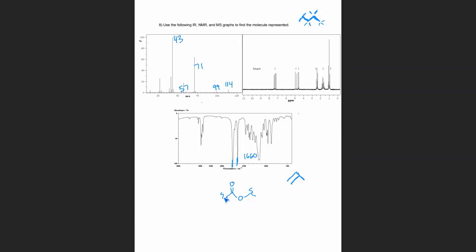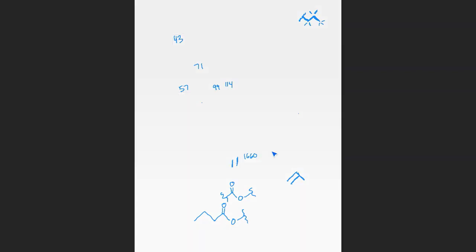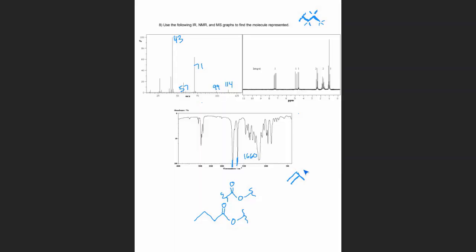So the molecule is actually like this, and we still don't know what's on the right side. So let's keep going.